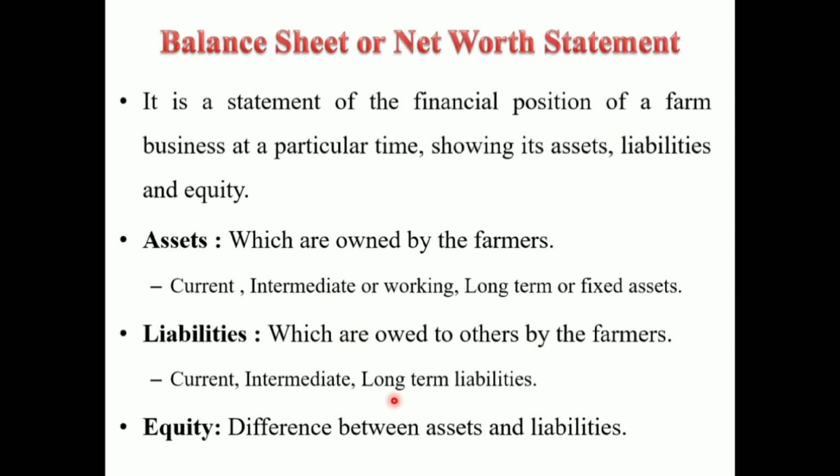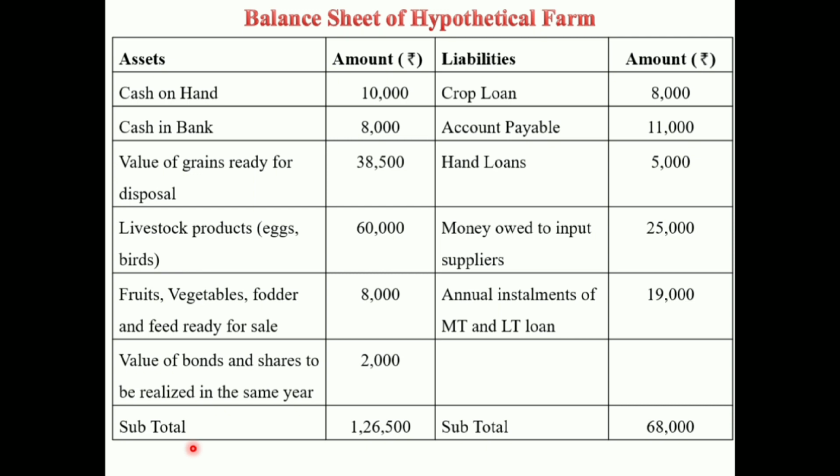Okay, then equity. Equity means what? Equity, also known as owner's equity, is nothing but the difference between the assets and liability. These are the three important components of the balance sheet. It is also called the net worth statement. This statement shows the financial soundness and financial position of the farm business. Assets, liability and owner's equity are the three important components of the balance sheet. Now, the balance sheet is represented in this form.